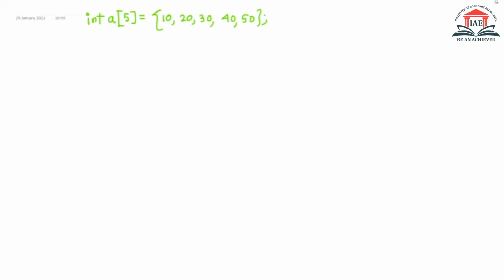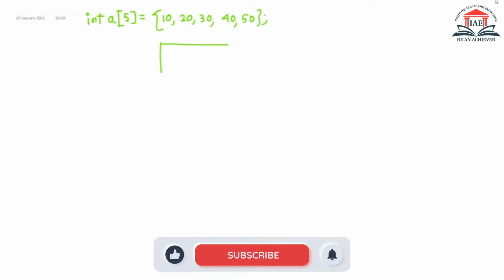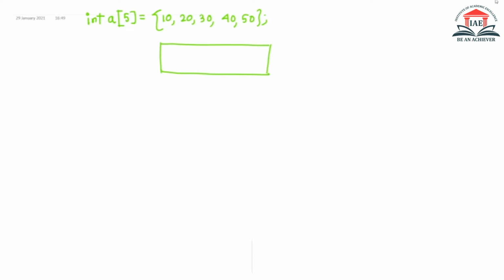So in memory locations, how can it be represented? Say this is an array, and the name of the array is A, and the elements of the array are 10, 20, 30, 40, and 50. And the index of an array starts from 0, then 1, 2, 3, and 4.